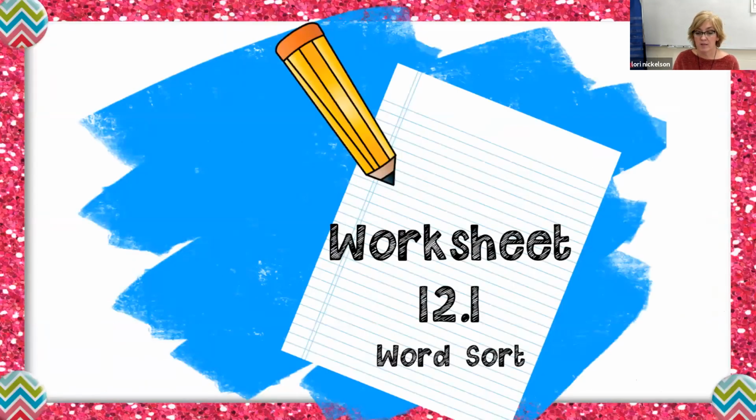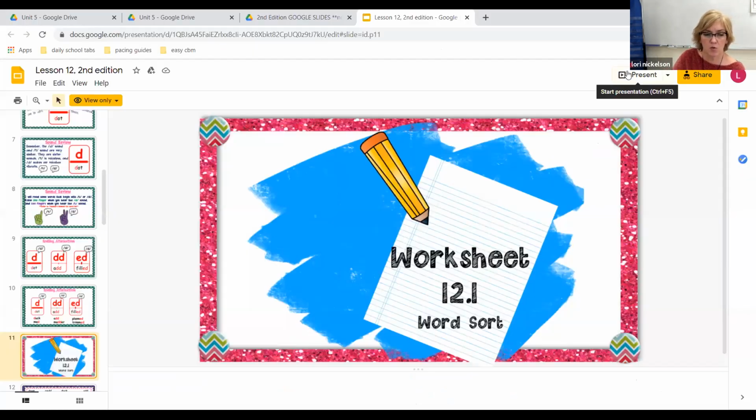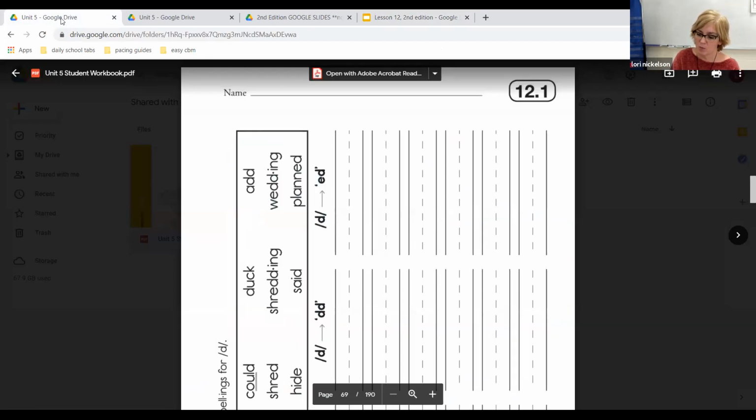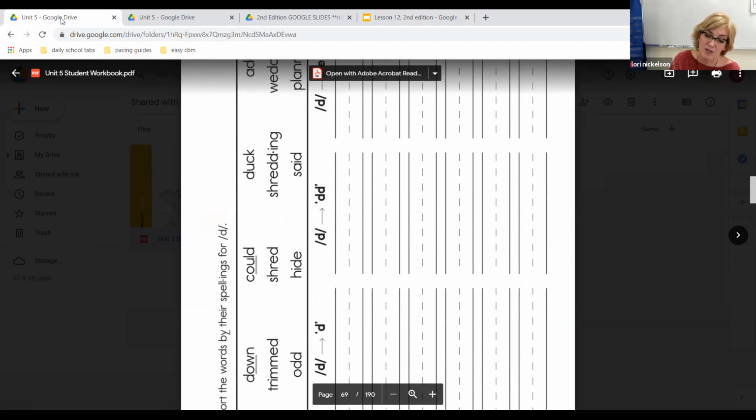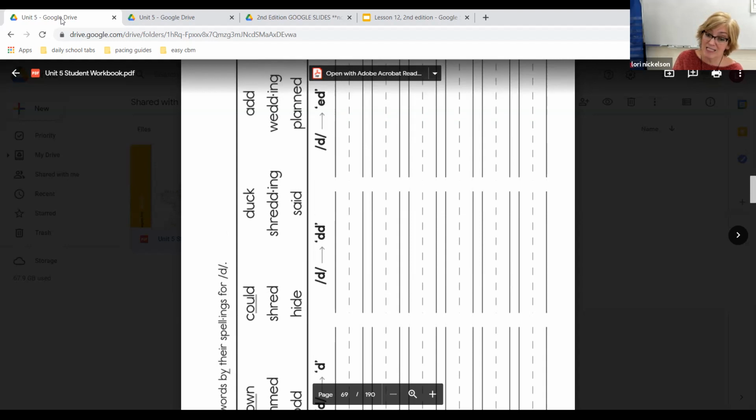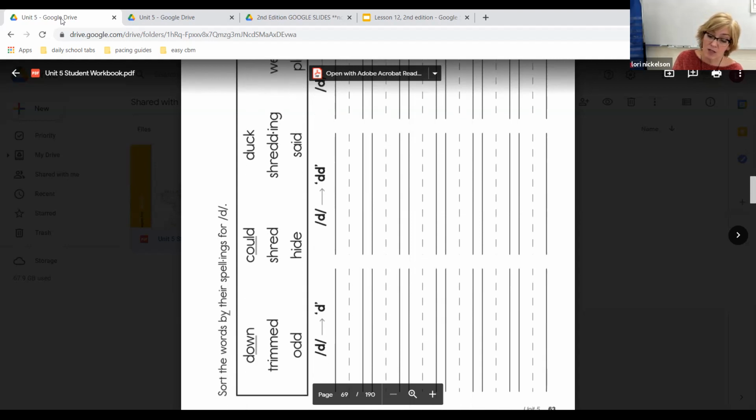Good job. So let's look at our worksheet 12.1, our word sort. So guess what we're doing? We are sorting some words by the spelling for D. Notice we have D spelled with one D. We have D spelled with two Ds. And we have D spelled with ED. Now, I'm going to do the first three. Down. Notice it has one D, so it's going to go under the one D sound.